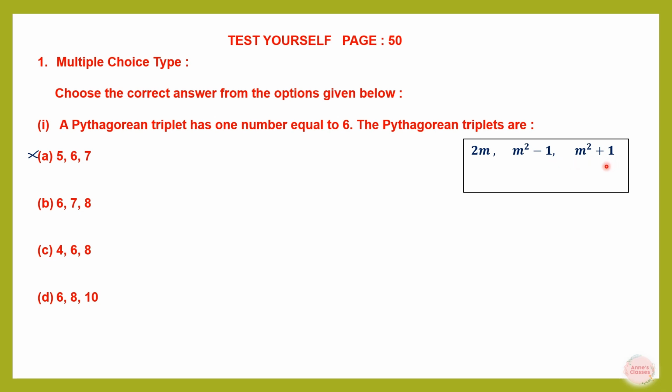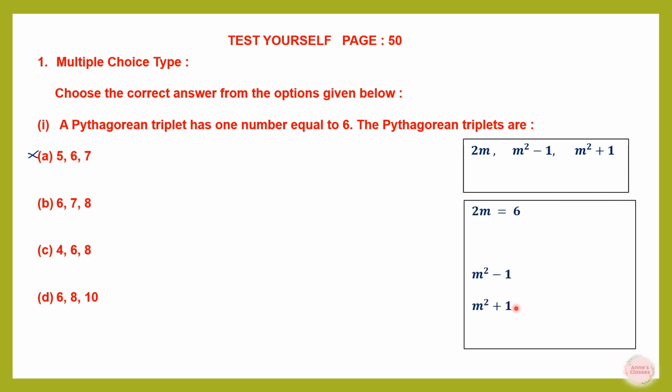Now I'll work this out and show you. So here they're saying one number is equal to 6. So the first number 2m, we'll take it as 6. So this is how it is. 2m is equal to 6. That means m will be equal to 6 divided by 2. 6 divided by 2 is 3. So m is equal to 3.